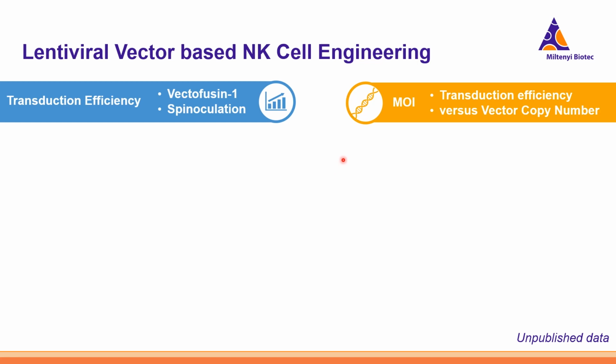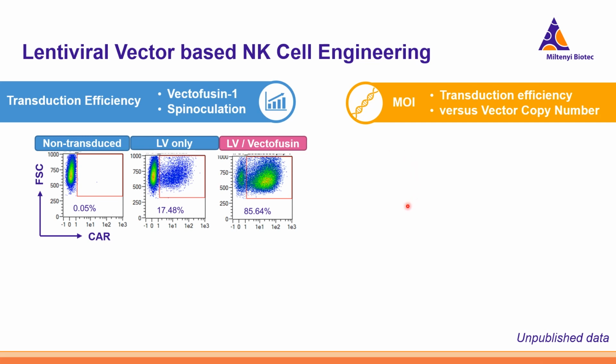Once we settled for the lentiviral vector pseudotype, we also aimed at having a protocol ready that gives an efficient transduction to be able to save lentiviral vector and use as low amounts as possible. And one way to achieve this is to do the transduction in the presence of Vectofusin. You can see here the difference. Shown here is the CAR expression on primary natural killer cells, and without Vectofusin under the vector MOI we've used there, it was around 20%, and then in the presence of Vectofusin, this was about 85%.